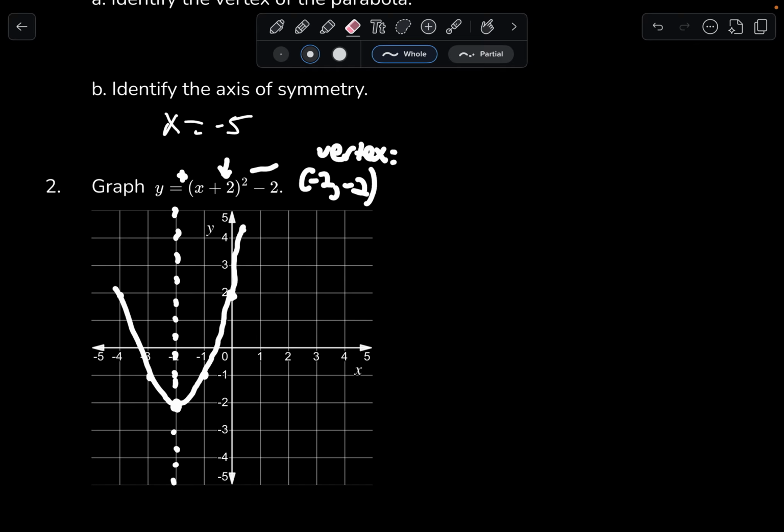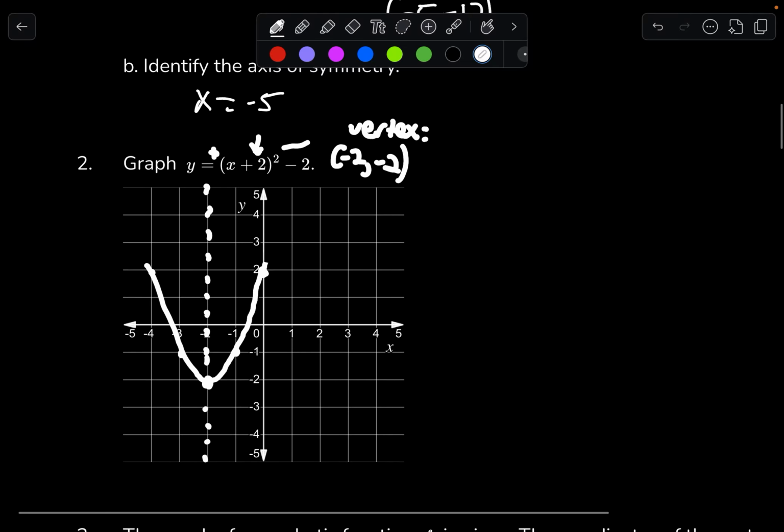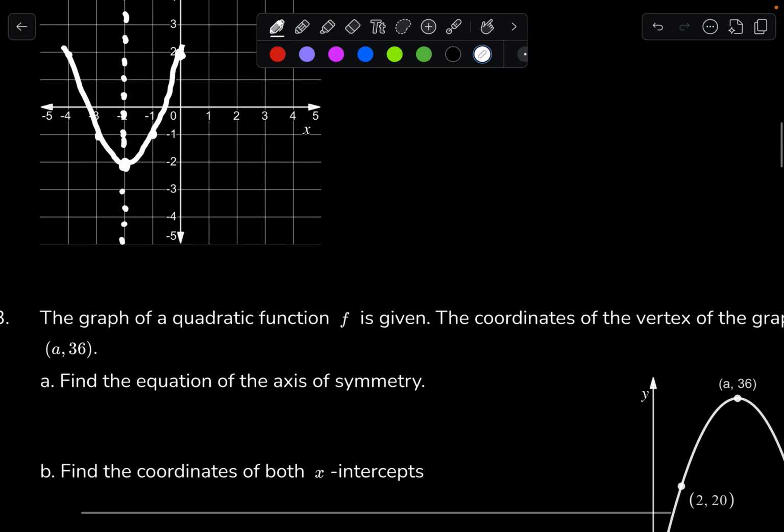Okay. A little ugly on the back end, so I'll just erase this. And that's good enough. All right. And that's question number 2. Just strictly, here's the graph in vertex form, graph it. Then it says, this is a thinking question.